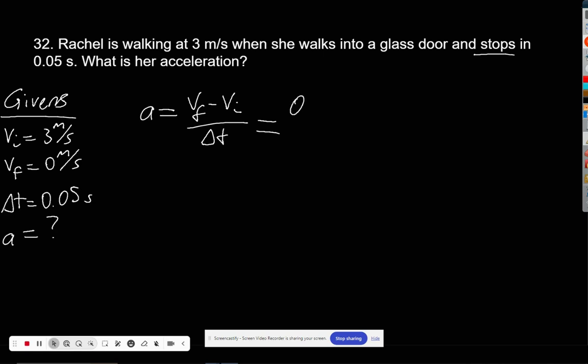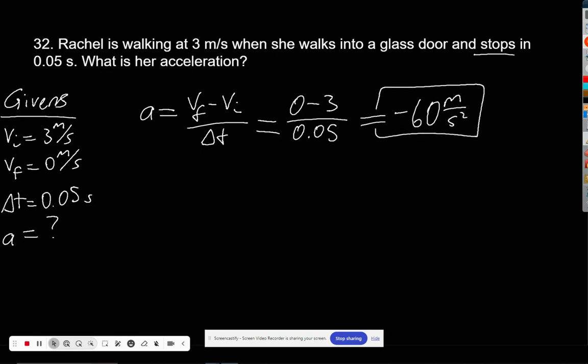VF was 0, VI was 3, and our time of 0.05. I will have to grab a calculator for that one though, so give me just a moment to plug that in. That'll be negative 60 meters per second squared. Now for those units, if you know you're looking for acceleration, then already you should know the acceleration units are meters per second squared.